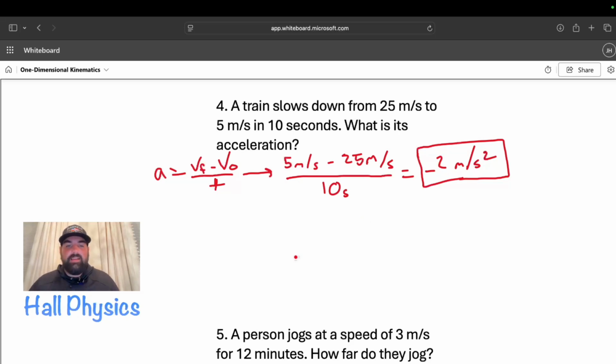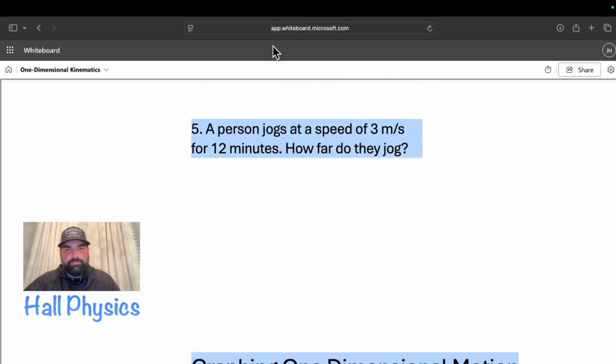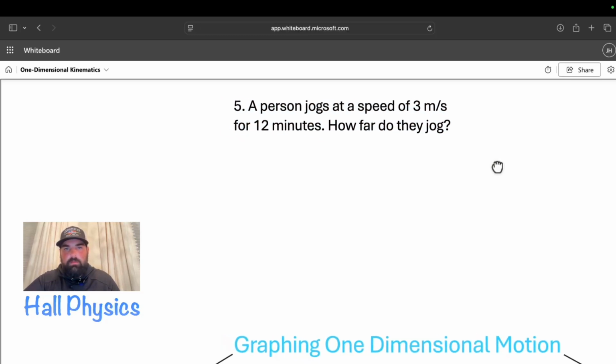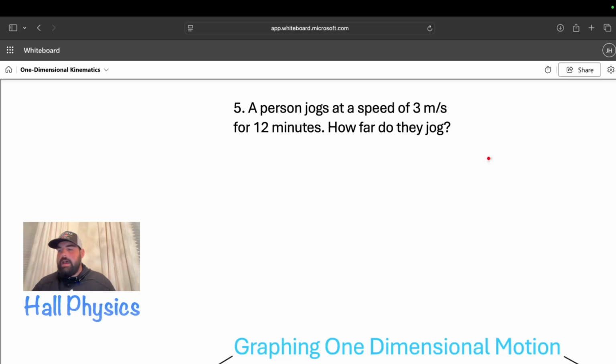All right, last problem here, last example problem. We'll scroll down. Okay, there we go. So, number 5 says a person jogs at a speed of 3 meters per second for 12 minutes. How far do they jog? Okay, so we're going to have to manipulate our formula a little bit here. Let's just go ahead and write the original velocity formula to start out with, okay? So we'll do velocity equals displacement, delta x over time, okay?